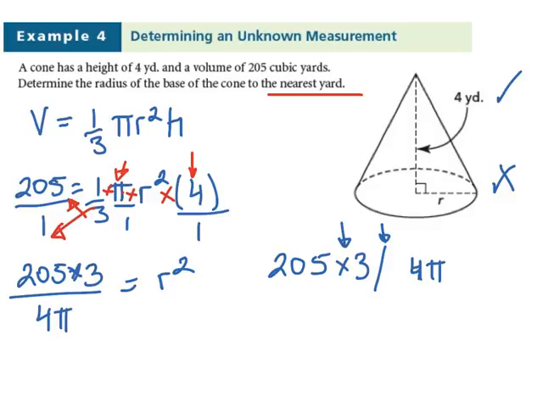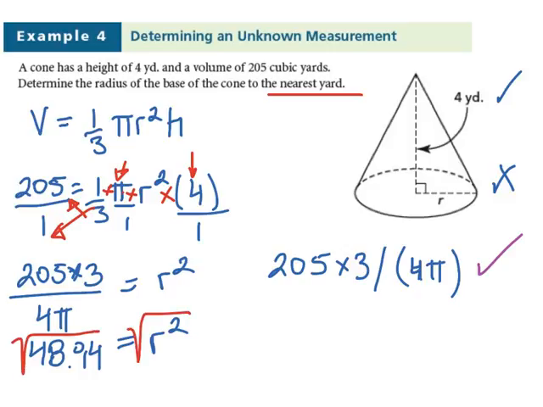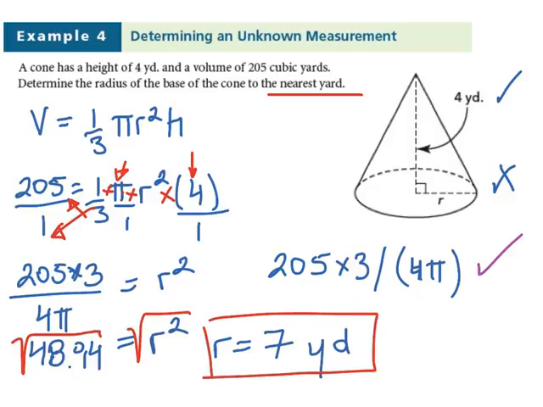This will give us the same result as before for r squared. It's 48.94. And again, we have to take the square root of both sides. And with approximations, we get r is equal to 7 yards again. So whether you cross-multiply, or multiply 1/3 times pi times 4 and then divide both sides by the same value, you will get the same result of 7 yards. Now it's up to you which method to choose.